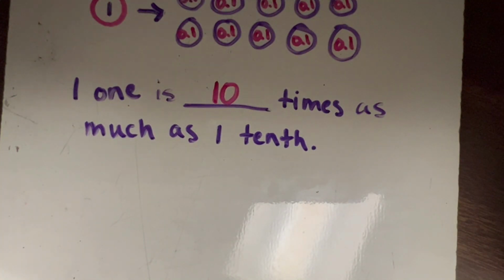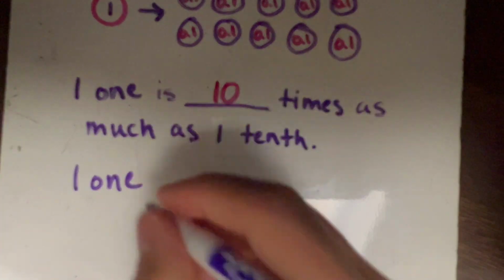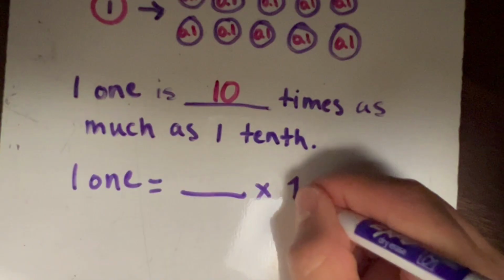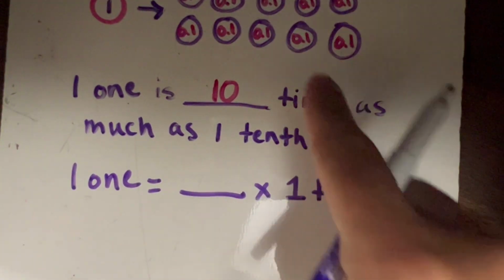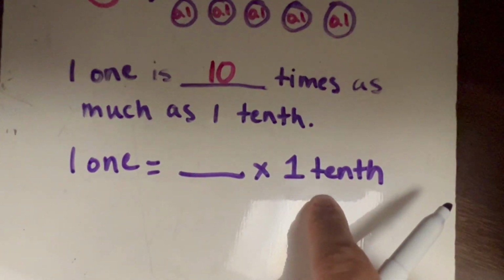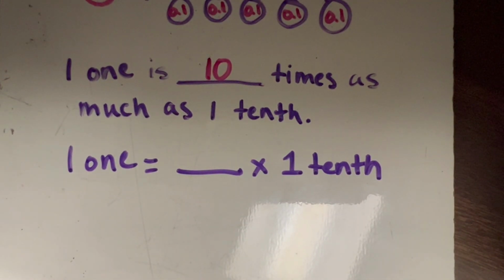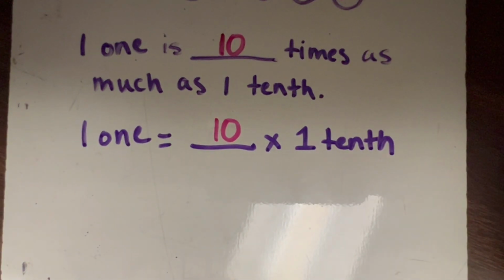Another way you can show that is to write 1, so write this down, equals blank times, we'll write it in unit form, which is when you write the number and the place value. So these are all 1/10. This is another way to write 1/10, just like we did here. And we're just going to put a 10 on the line again. Just showing us there's different ways to represent this.